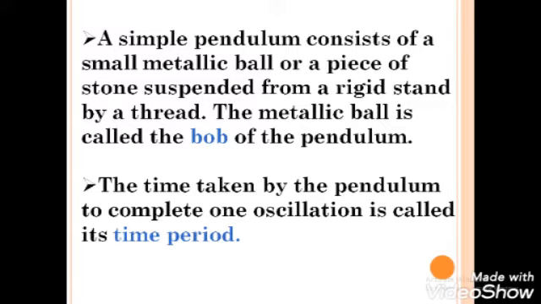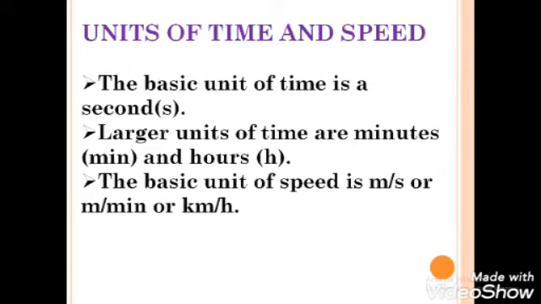So, a simple pendulum consists of a small metallic ball or a piece of stone suspended from a rigid stand by a thread. The metallic ball is called the bob of the pendulum. The time taken by the pendulum to complete one oscillation is called its time period.